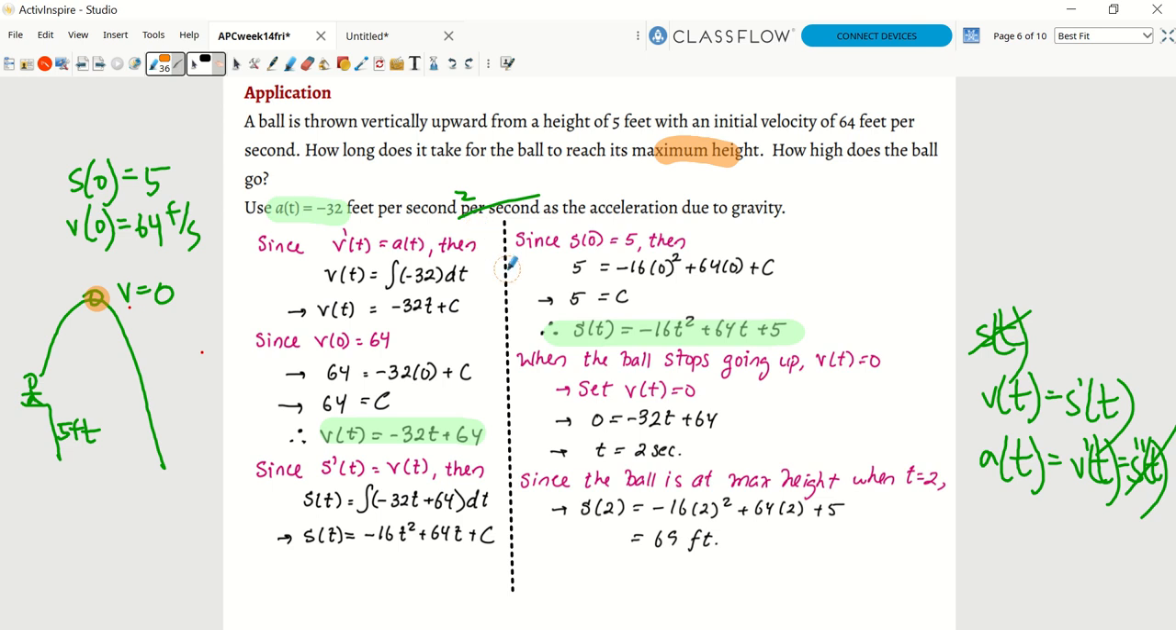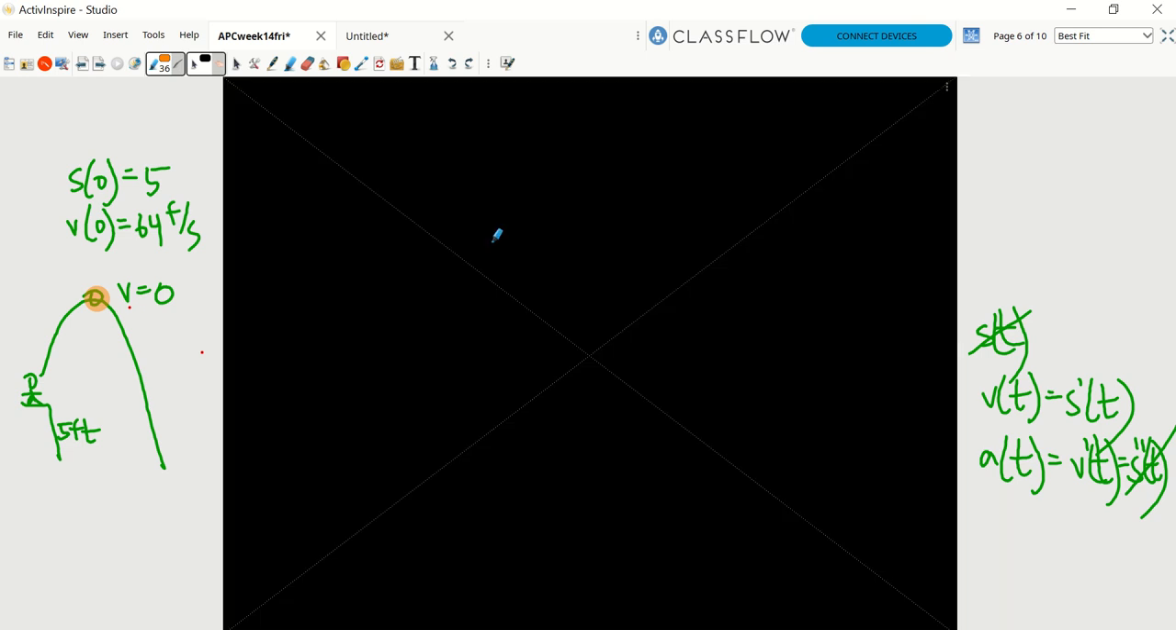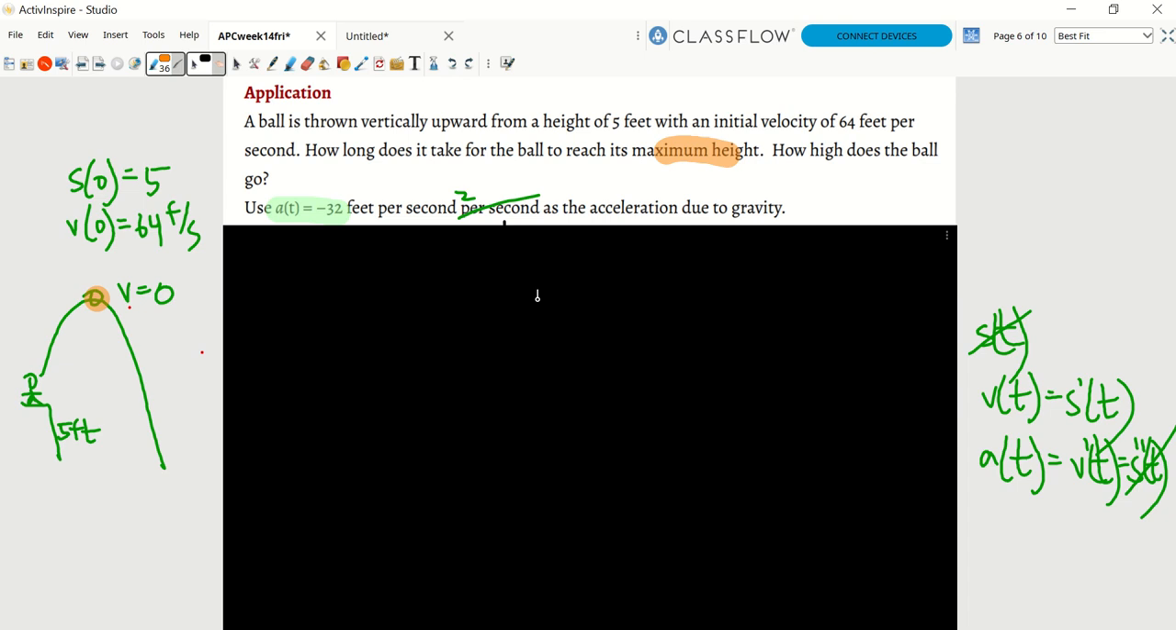Okay, so here's the deal, folks. Let's just look here, okay, because I don't want to throw too much at you. Let's look at this diagram. I am 5 feet above the ground. I throw the ball, and it makes this parabolic arc, okay? And so we can infer that in regards to position, S of 0 is 5. The position at T of 0 is 5. That's what this is.